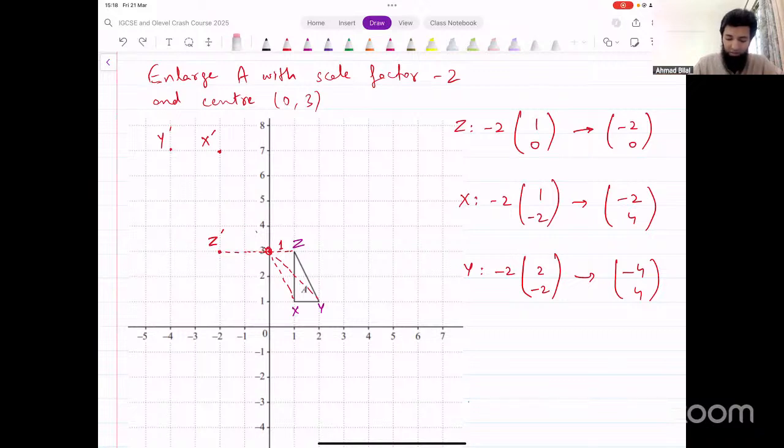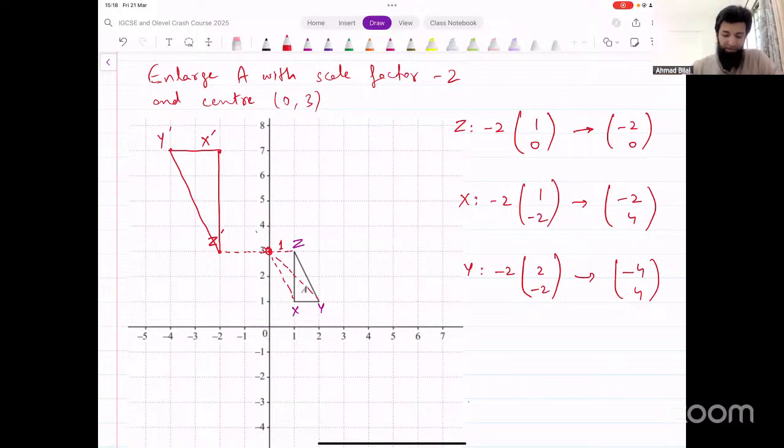And now we can draw the enlarged triangle. The enlarged triangle looks something like this. This is the enlarged triangle with scale factor -2. It goes to the other side of the center of rotation. All right.